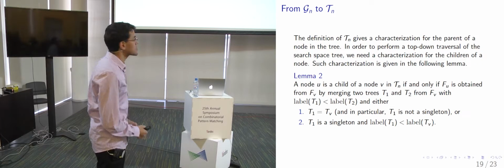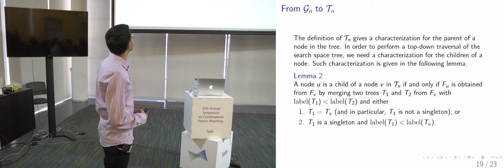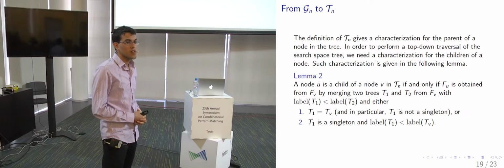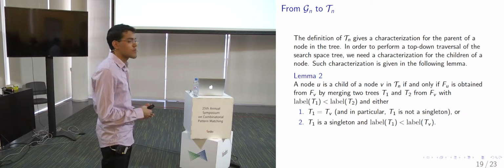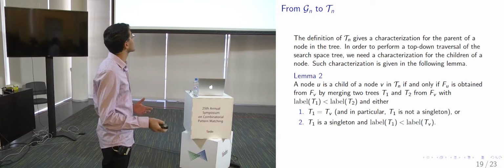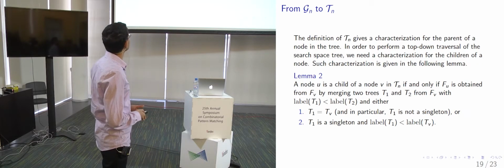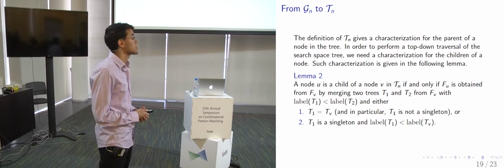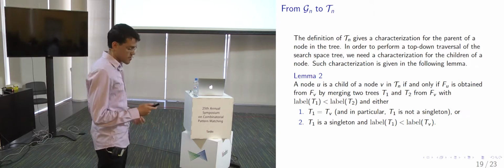So this definition gives us an implicit characterization for the parents of a node in the tree. But in order to perform a top-down traversal, we'll need another characterization. We need a characterization for the children of a node, so we know how to develop the search space tree. This will be given by the following lemma.